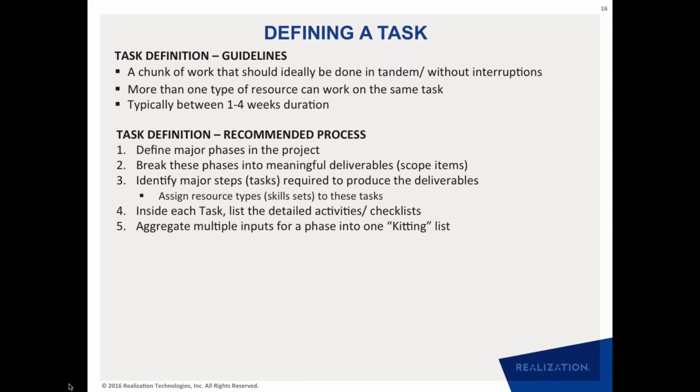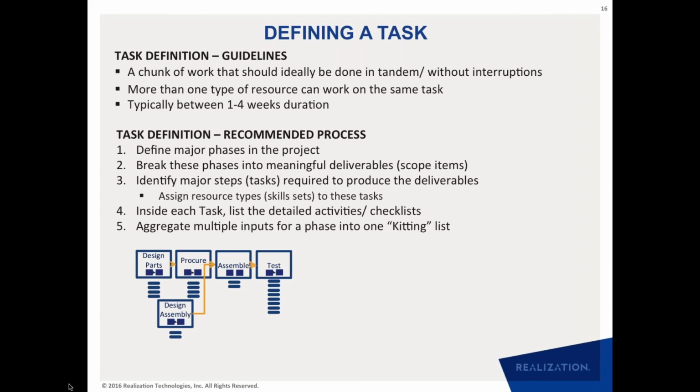And the process that we recommend is that instead of starting bottoms up, start top down, which means start at the phase level, because any project, if you look at it, everyone knows what the phases in the project are. And for each of these phases, you define meaningful deliverables on the left-hand side that we saw, which we are calling the scope items. You pick up each scope item and define the major steps that are required to produce those deliverables. And then inside those tasks, you can list the detailed activities, and you can aggregate all the inputs that are coming into the project plan into one full kitting list, right?